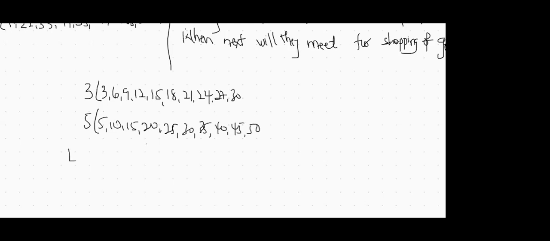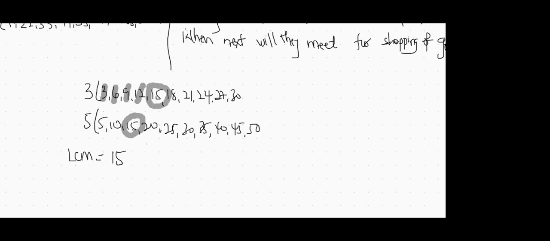Now, let's come to the LCM, the least common multiple. Let's begin with the multiples of 3. Is 3 in the multiples of 5? No. Is 6 there? No. 9? No. 12? No. 15? Yes. 15 and then 30 is also there. So we are looking for the least, the smallest one, which is 15. So the LCM is 15. Now, let's apply this knowledge back to the question.